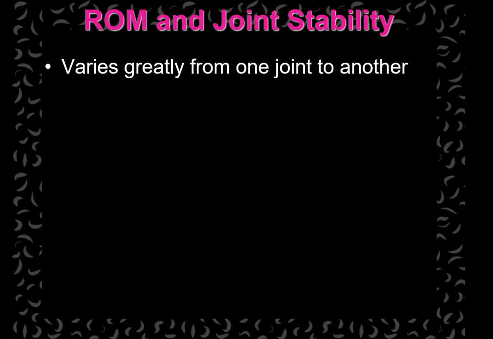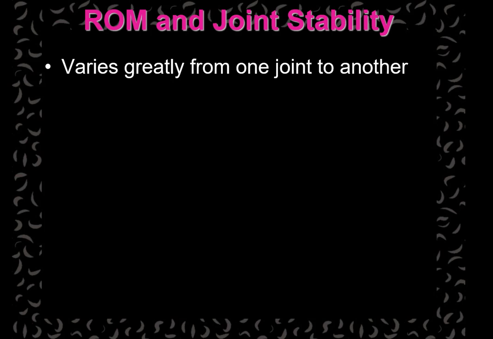Now, what would you think in respect to range of motion and joint stability? If a joint has lots of range of motion, would you think it's going to be more or less stable than a joint that has little motion? Right. So the more motion that's at a joint, the less stable it is. That's one simple concept that you could already figure out without me telling you. So range of motion varies greatly.